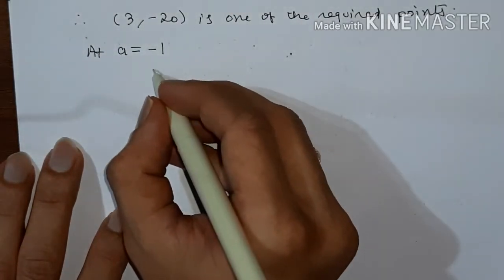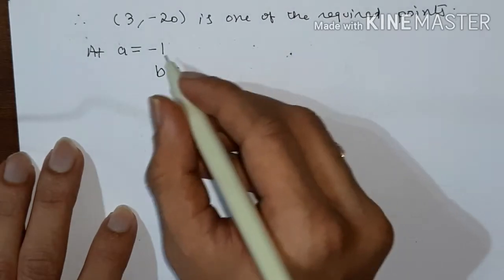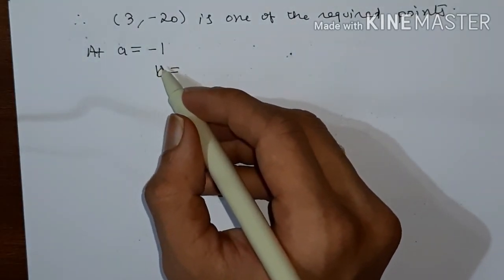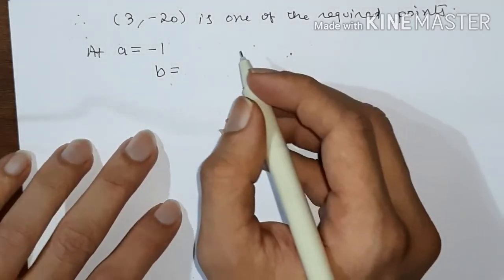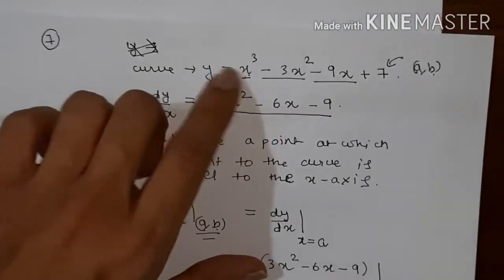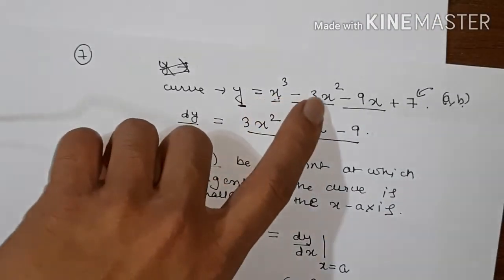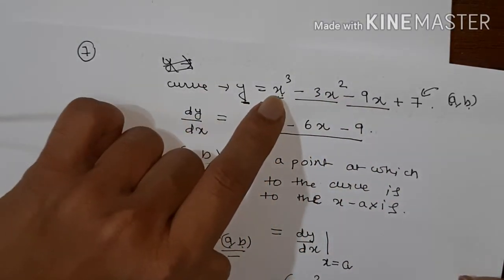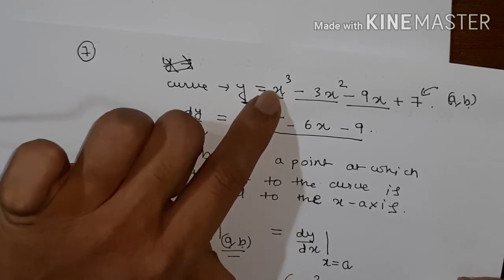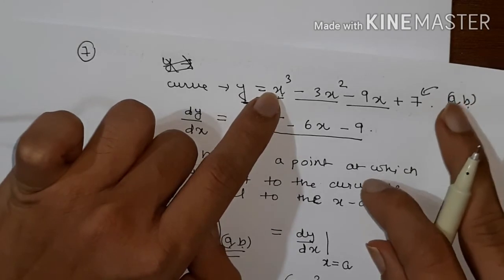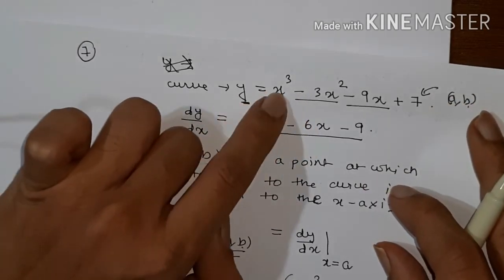A equal to minus 1. So b will be equal to what? Just substitute a as x in the function. The function was x cube minus 3x square minus 9x plus 7. So just substitute a equal to minus 1 in x, because when this point lies on this curve, this will be b and this will be a.